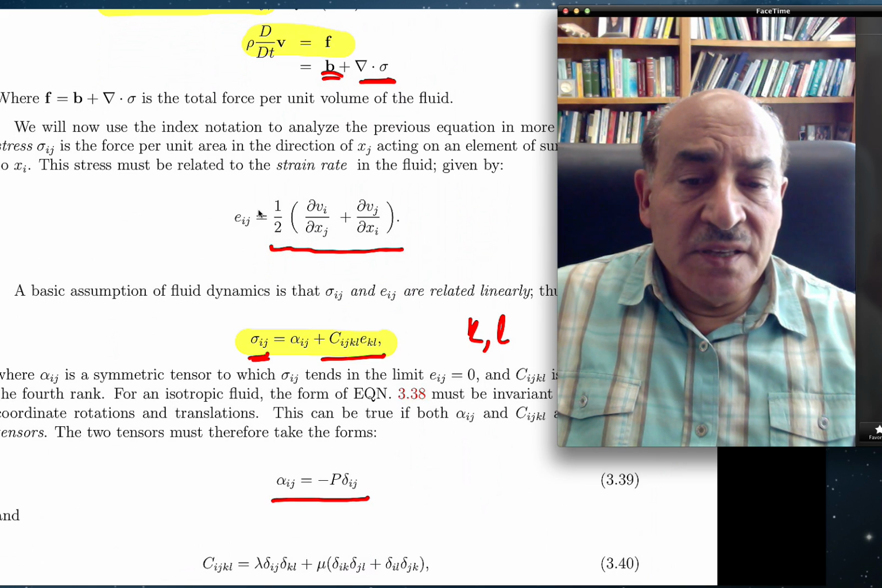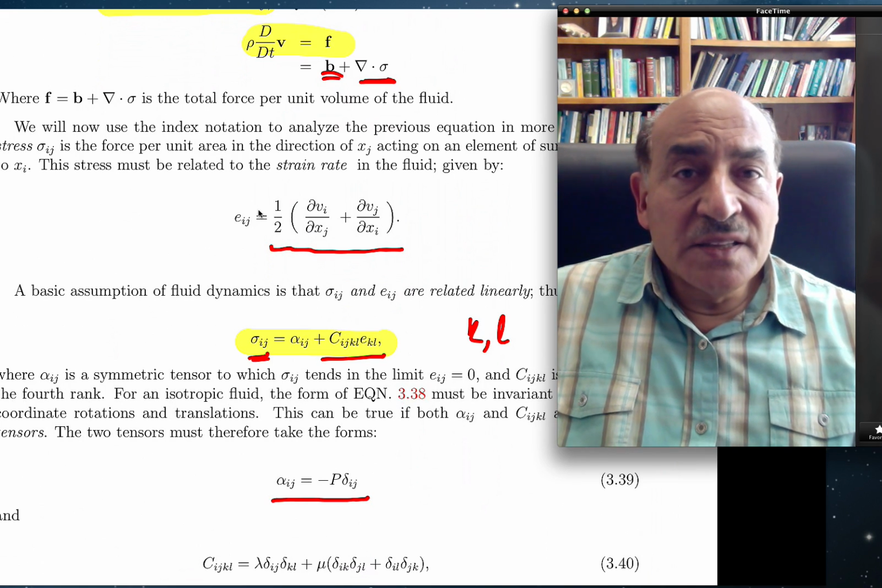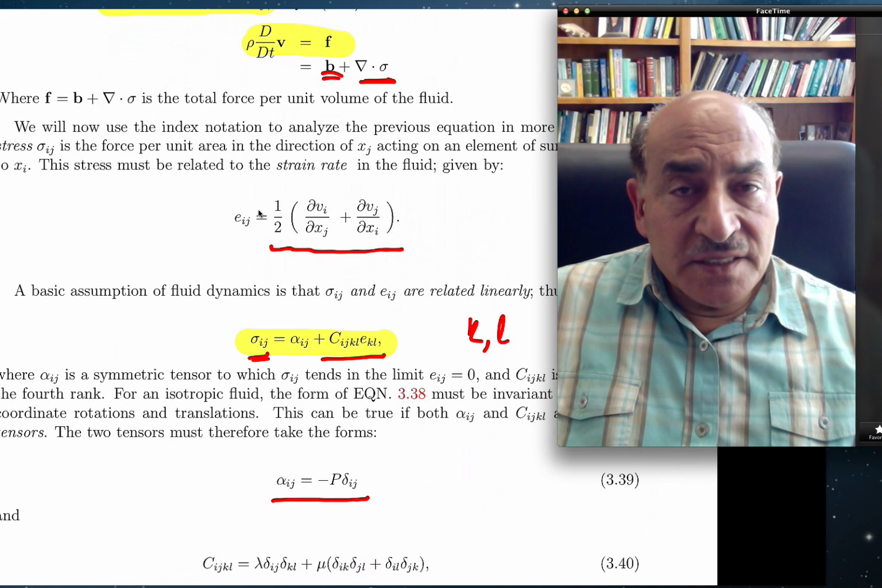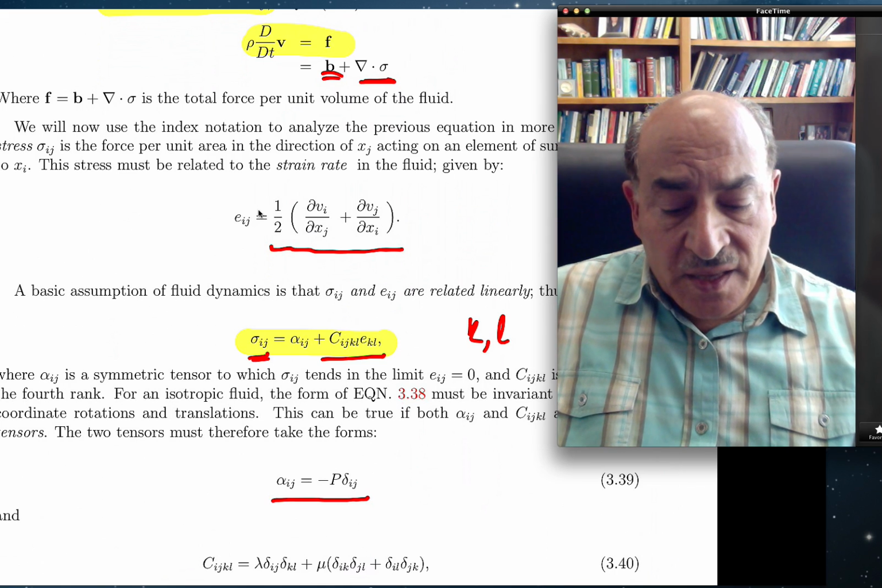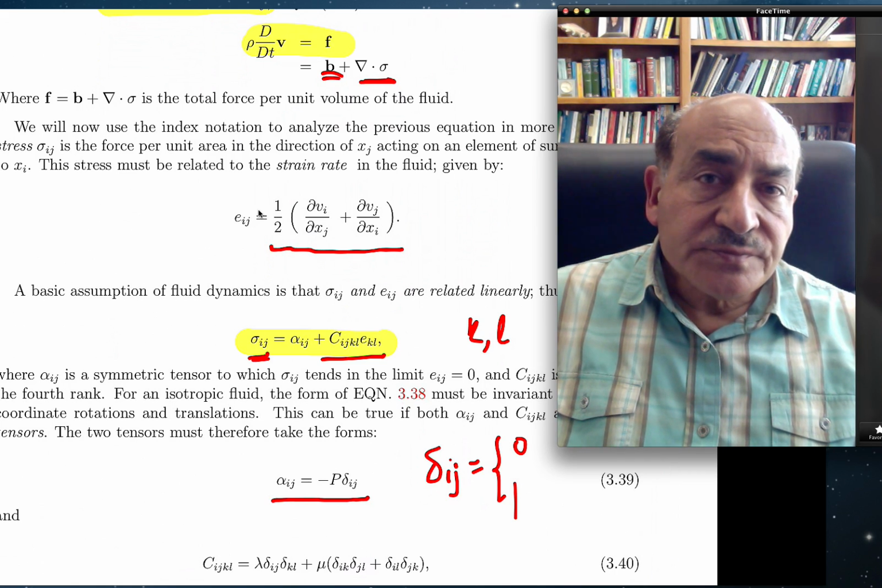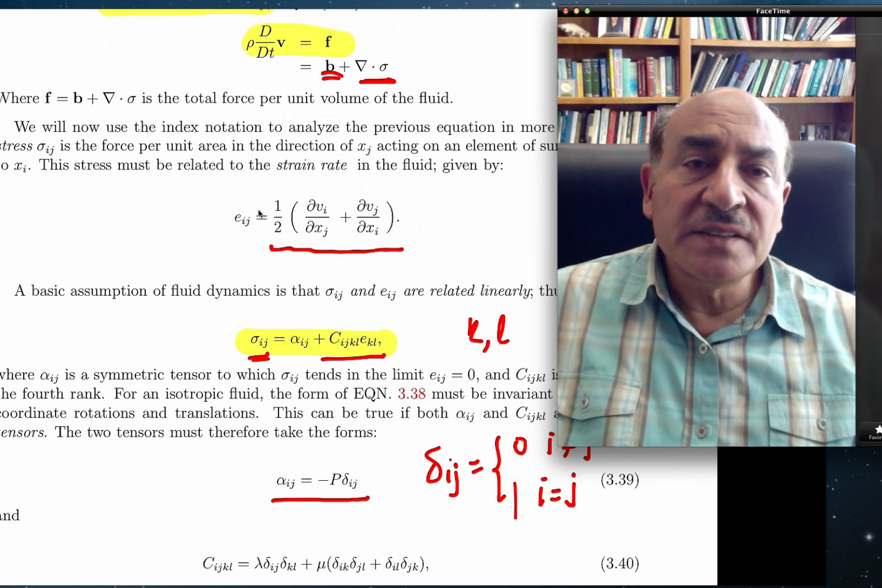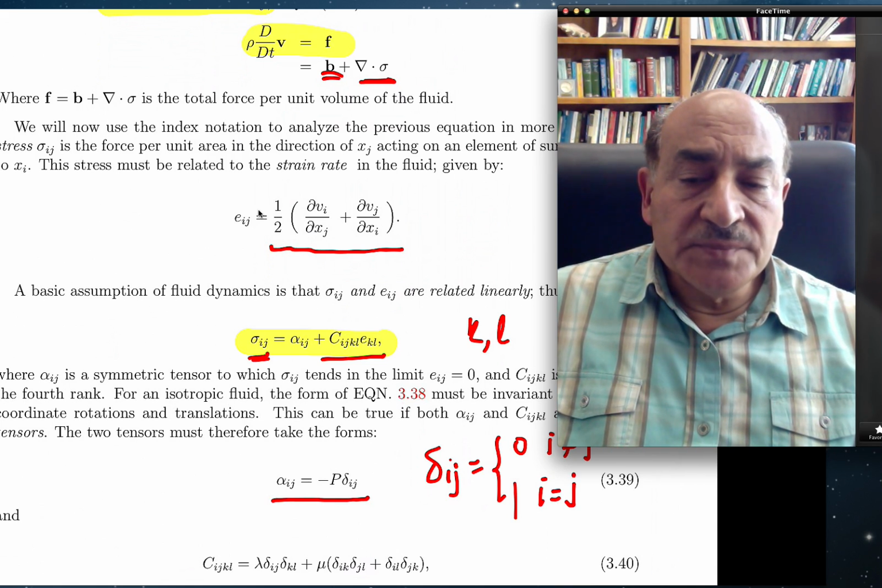So we're going to write alpha ij as minus p, which is a constant to be determined, times the canonical delta function, delta ij. And delta ij is equal to either 0 or 1: it is 0 if i is not equal to j, and it's 1 if i is equal to j. So it's either 0 or 1.